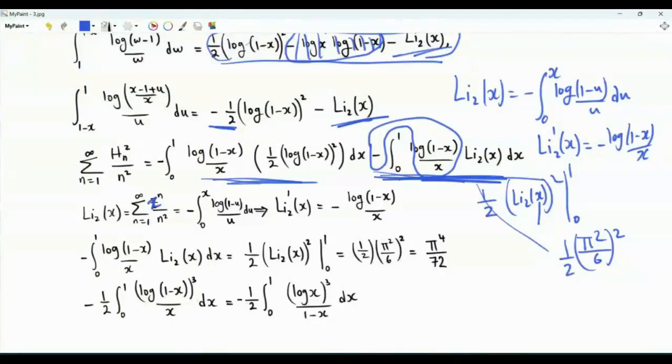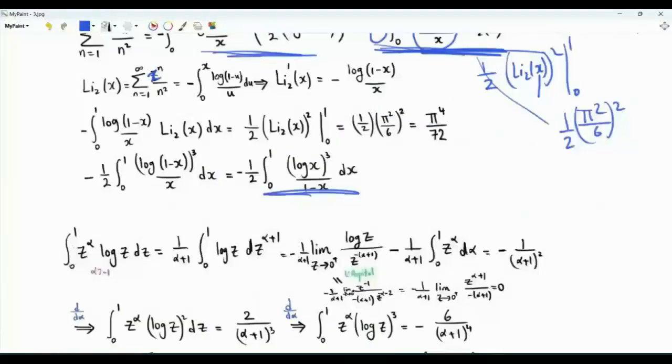Change x to 1 minus x. So we have minus 1/2 the integral from 0 to 1 of log x cubed divided by 1 minus x dx. We are done if we evaluate this integral here. Recall the result that if we multiply log z by z to the power alpha, and alpha is strictly greater than minus 1, and then integrate from 0 to 1, if we do integration by parts and take the limit, we end up with minus 1 divided by alpha plus 1 squared. So this is a known result and a very useful result. The integral from 0 to 1 of z to the alpha log z dz is minus 1 over alpha plus 1 squared.